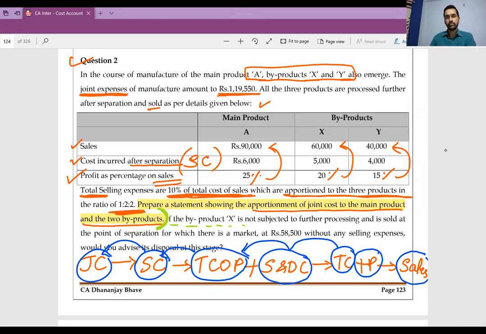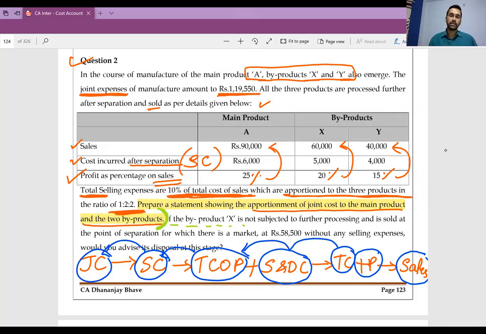In this question, they have given sales to me first. I have to come back in reverse order. Sales is given. I'll deduct the profit. I will get total cost. From that, I will deduct selling and distribution. I'll get cost of production. From that, I will first take out separate cost. Finally, I will get joint cost.